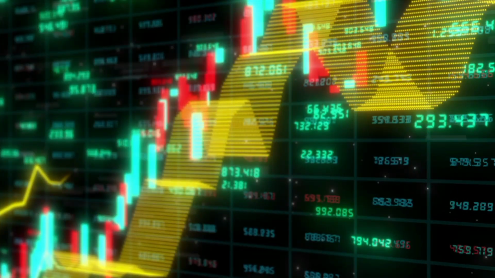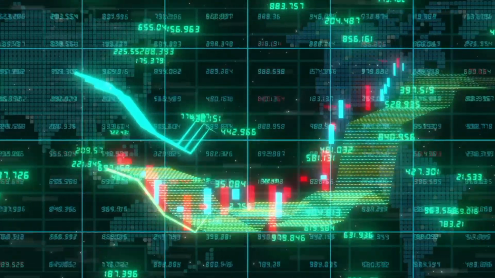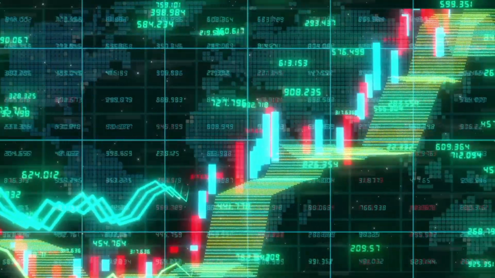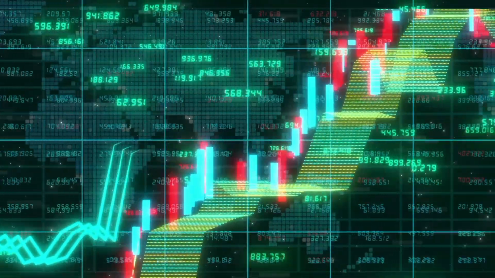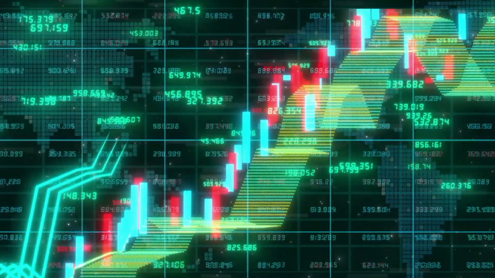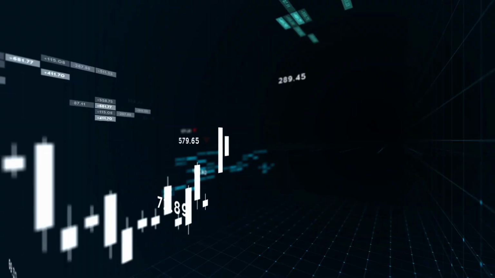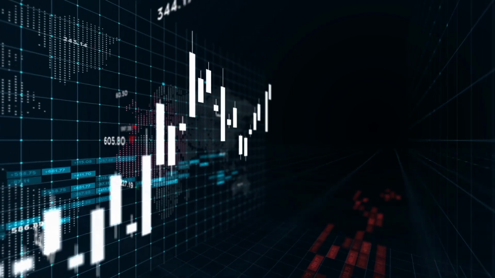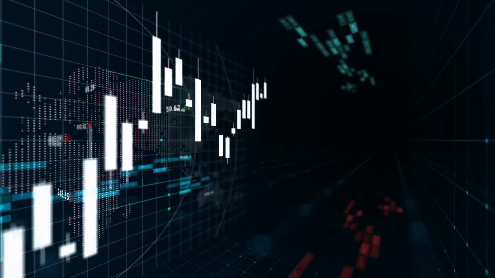4. Practice risk management. Using candlestick patterns carries risks like any trading strategy. Traders should always practice risk management techniques, such as setting stop-loss orders, to protect their capital. It's also important to avoid overtrading and only enter trades with a favorable risk-reward ratio.